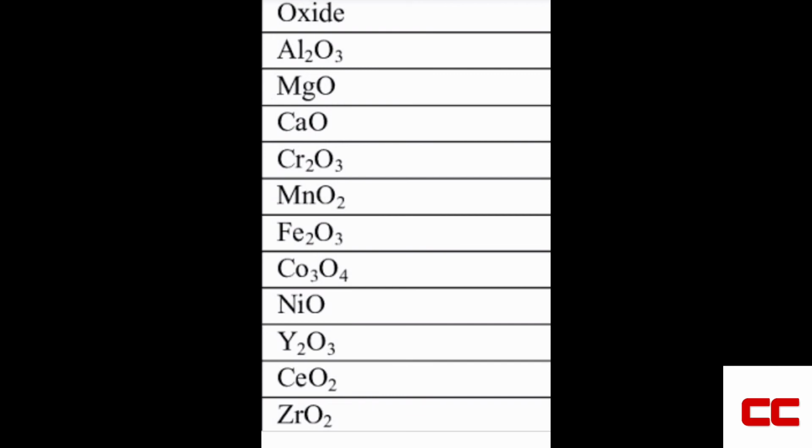If there is no oxygen, it cannot be called an oxide. If there is only an element, it cannot be called an oxide. There should also be oxygen, at least a single atom of oxygen. So these are the various other examples.